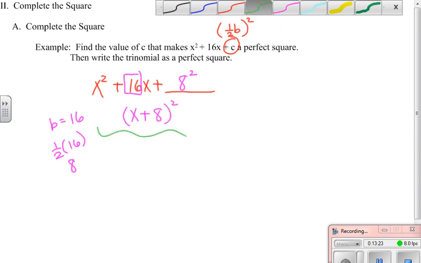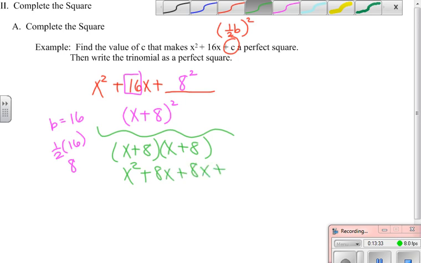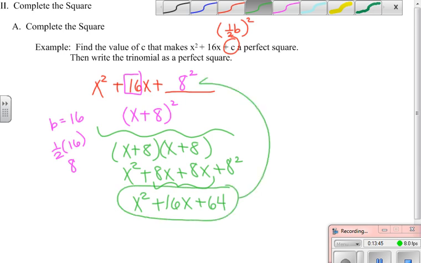Don't believe me? What is x plus 8 times x plus 8? X squared plus 8x plus 8x plus 8 squared, just to keep it clean. X squared plus 16x plus 64. And you can see that those are indeed the exact same things. I will continue with the rest of examples in part 2.